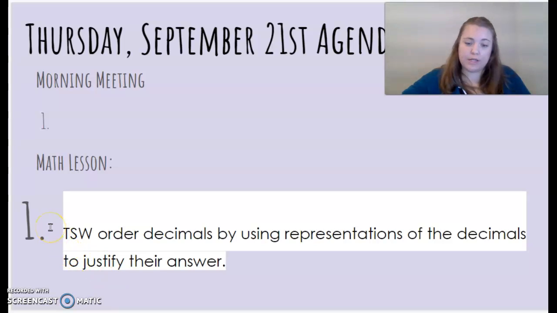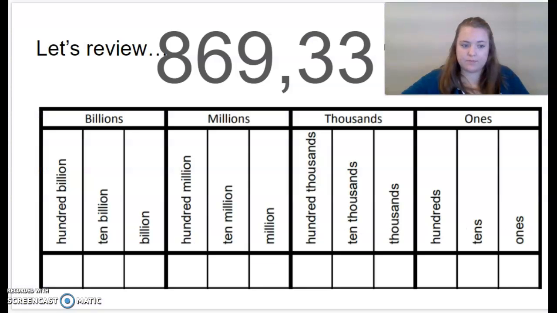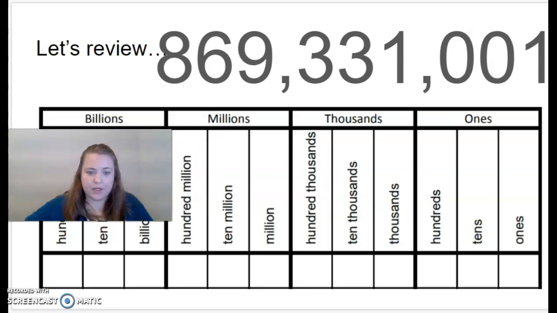Today we're going to be ordering decimals by using representations of the decimal to justify the answer. So we're going to prove our answer with representations. But first let's review some things. First of all, how would you say this number in word form? Pause the video and figure out how you would say this number in word form.